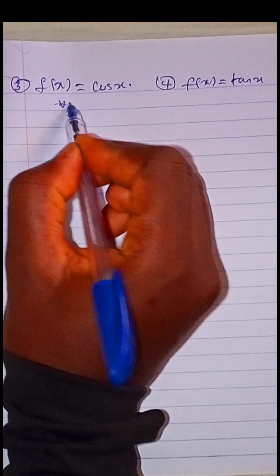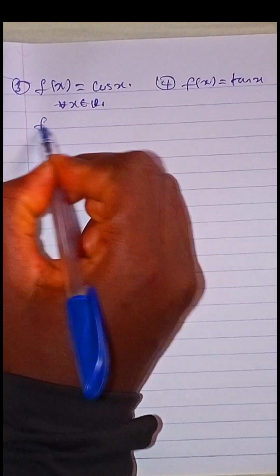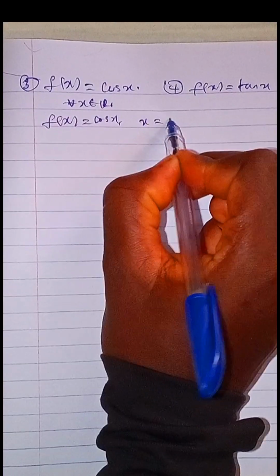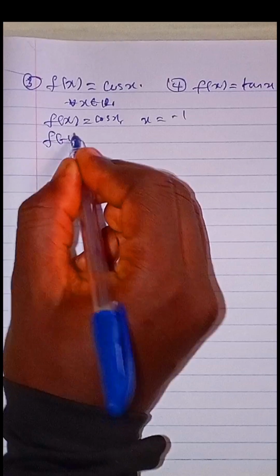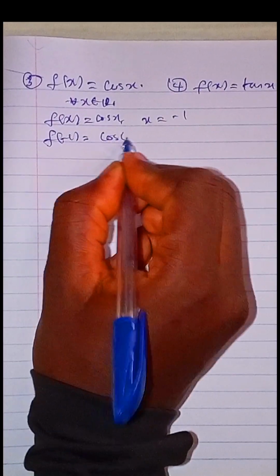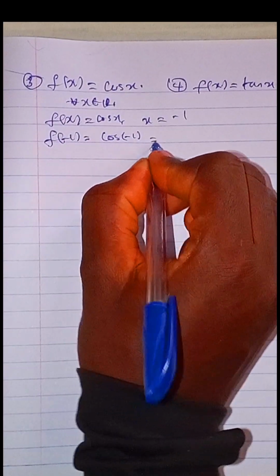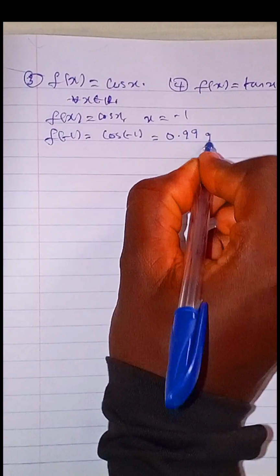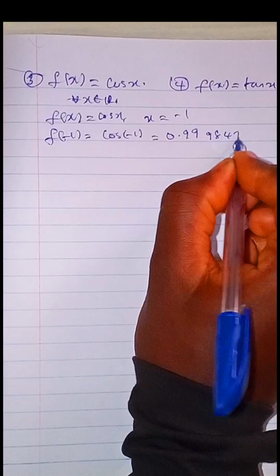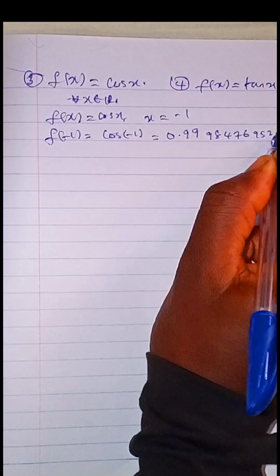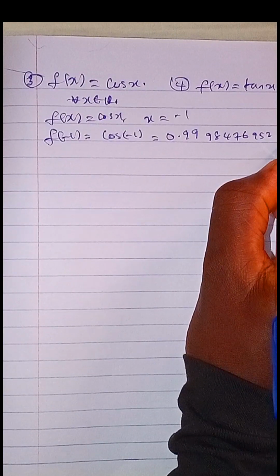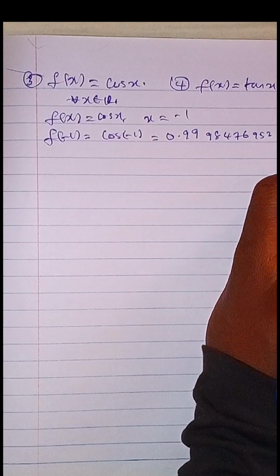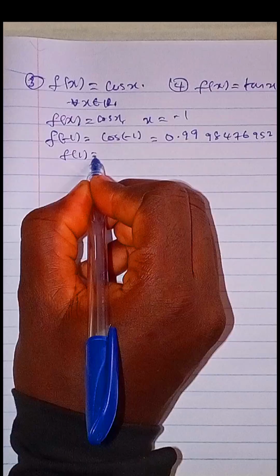For all x in real numbers, f of x equals cos x. Pick x to be minus 1. What is f of minus 1? f of minus 1 is cos of minus 1. What is cos of minus 1? It is 0.9998476952, approximated to 4 decimal places, 0.9998. What is f of 1 when x is 1?